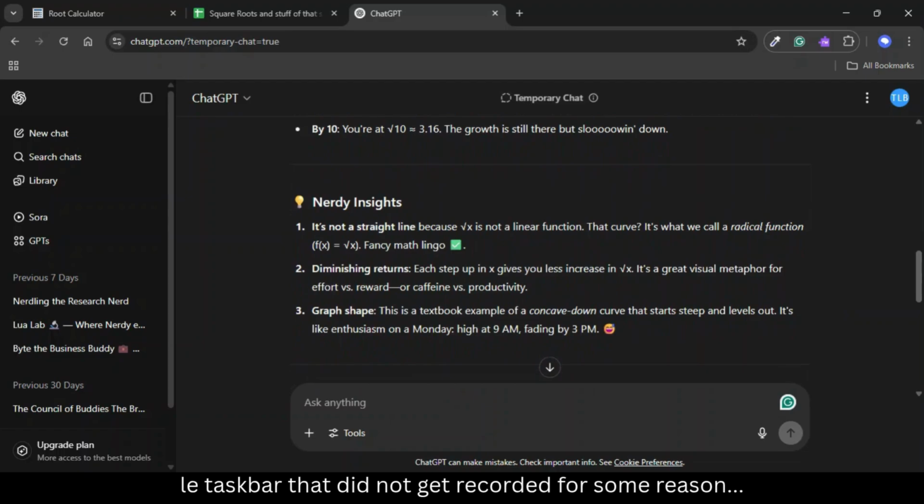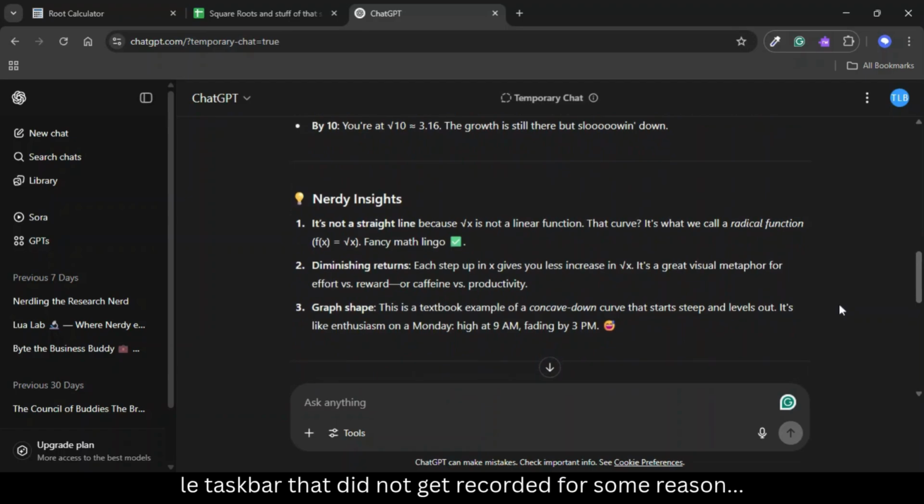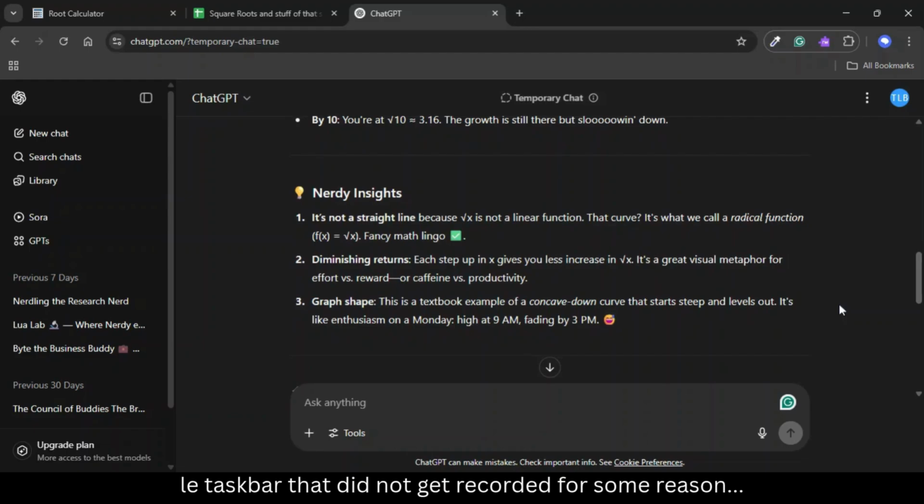What? Help. f(x) equals, fancy math lingo indeed.